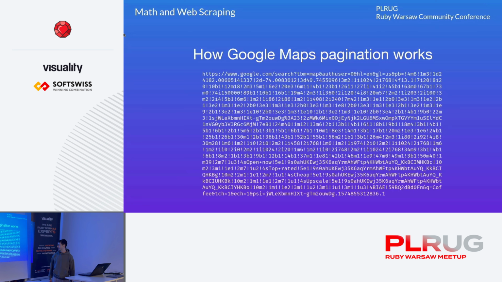Maps. So when Google is making the request, the URL looks like this.